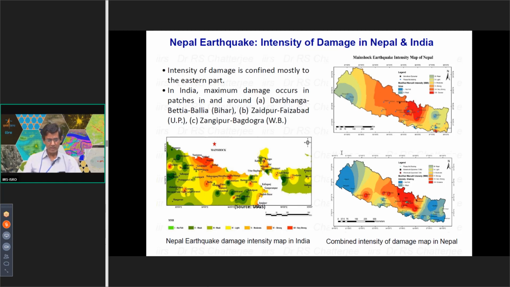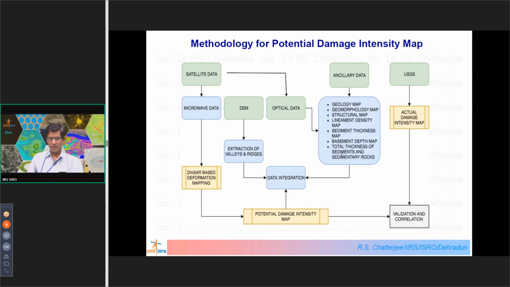Then why did this damage take place in three different locations as lobes? That we attempted to study. For that, we used in situ geological parameters and terrain parameters, including the rock types map, geomorphology, and structural information, which includes the lineaments. Then the sediment thickness and the basement depth, all this information we used. And most importantly, the PGA value we estimated using the differential interferometric SAR technique also.